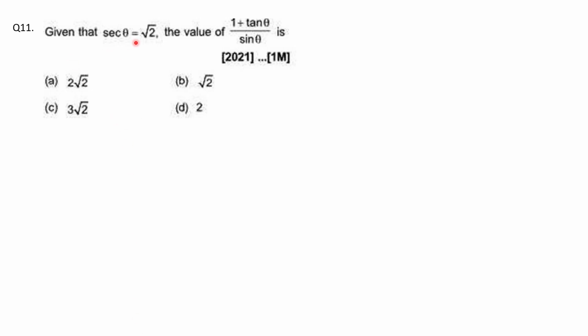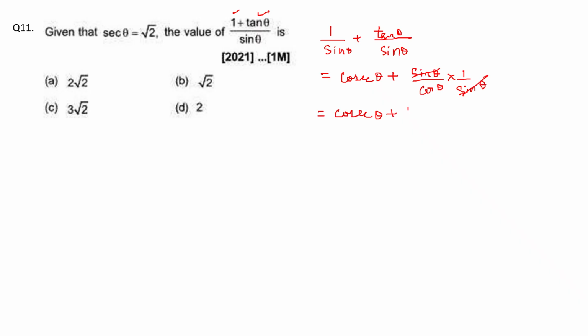Question number 11. Given that sec theta equal to root 2, the value of 1 plus tan theta by sin theta is. There are so many ways to solve this question. What I am going to do is divide both 1 and tan theta by sin theta. So 1 by sin theta plus tan theta by sin theta. So 1 by sin theta is equal to cosec theta. And tan theta by sin theta: tan theta is sin theta by cos theta, which is divided by sin theta. So division changes to multiplication. So it will become 1 by cos theta. So actually it is cosec theta plus sec theta.